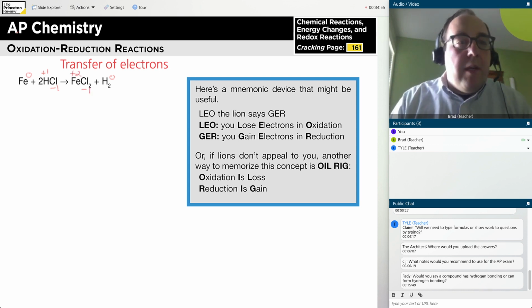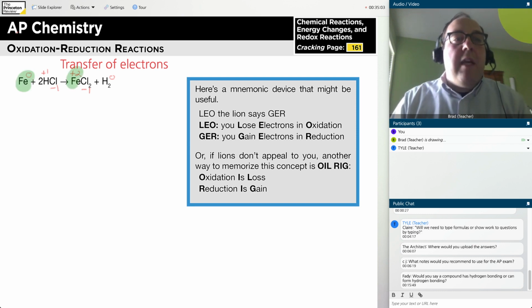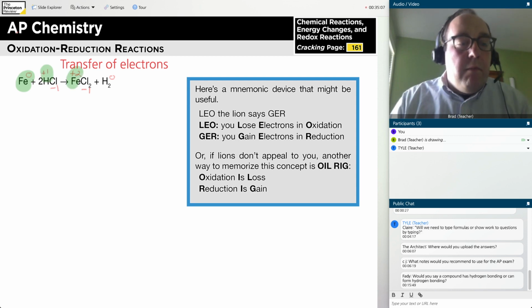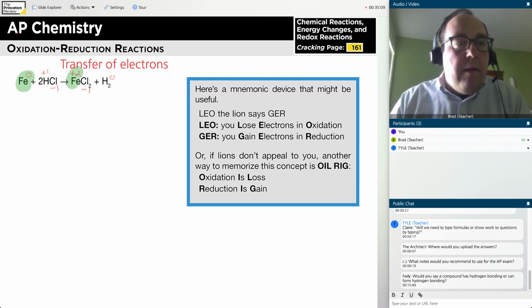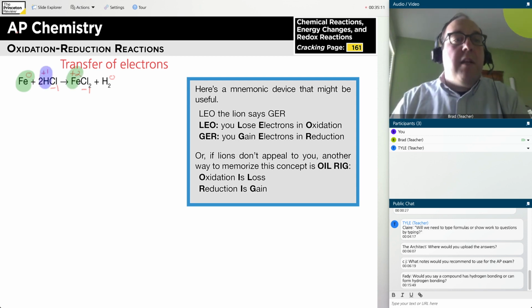So I'll help you follow along with the colors here. We start off with this green iron 0, and we end up with green iron 2 plus. We start off with, excuse me, let me use a different color. We start off with blue H plus 1, and we end up with blue H0. We've changed oxidation states, and therefore this is a redox reaction.